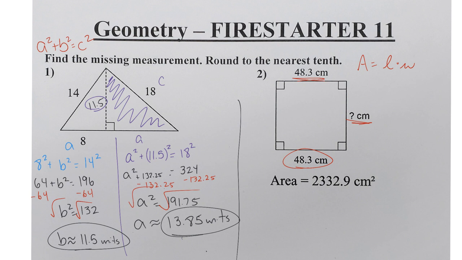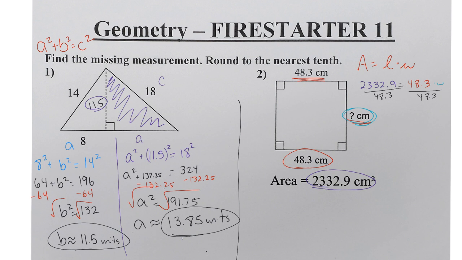Alright, so the area for number 1 is length times width. So we know that the area is 2,332.9. So I'm going to put 2,332.9 equals, well, the length is 48.3, and I don't know the width, so we'll say times W. Now this one's pretty easy because the only thing we got to do to get rid of the 48.3 is divide. So all I do is I take 2,332.9 and I divide by 48.3.